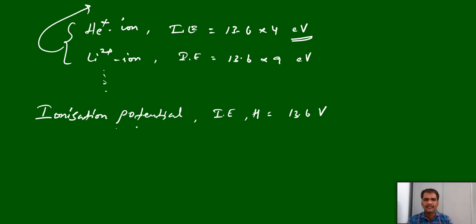So in place of energy, if we use a potential, the unit will change, like instead of electron volt, we can take volt. This also you should remember.